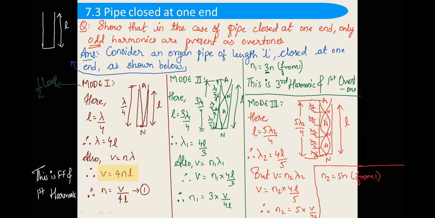Now instead of 3, 4 is missing. Directly there is 5. So we can say this is the fifth harmonic. After the first overtone this is coming, so we can say this is the second overtone. Fifth harmonic and second overtone. Okay, I hope you understood this. Please take a screenshot and then we will see the conclusion.